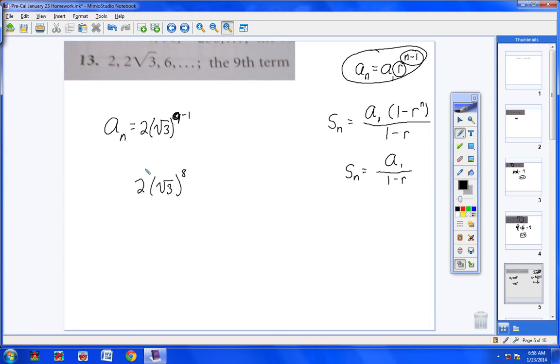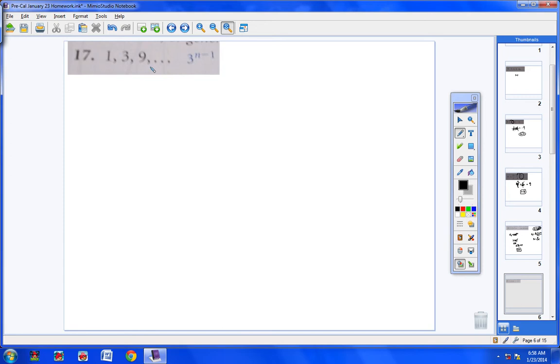Now, if you type that into your calculator correctly, you're actually going to get out a whole number. And by the way, you would not multiply 2 times the square root of 3 first. With your calculator, you would simply type in the square root of 3 and be sure and close the parentheses, so it'll look like this: square root of 3, then hit your power button so the arrow comes up, and then hit 8. And you will get out 81, and then times 2. So 2 times 81 is 162. So there's the 9th term. Not too bad. Okay, let's take a look at numbers 17 and 21.